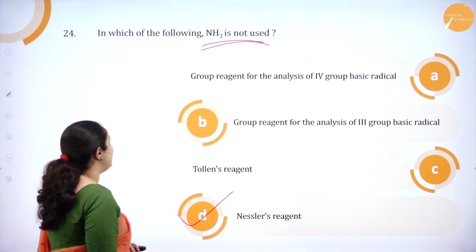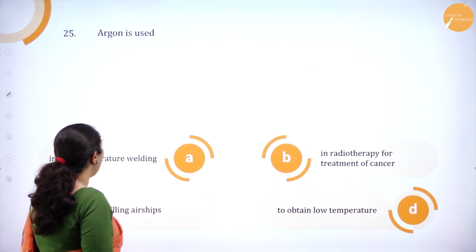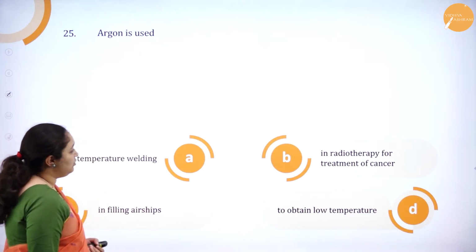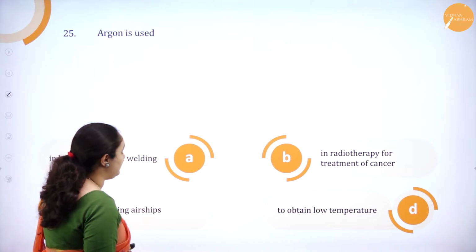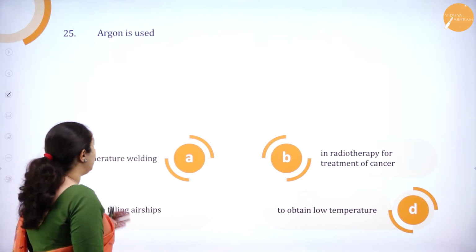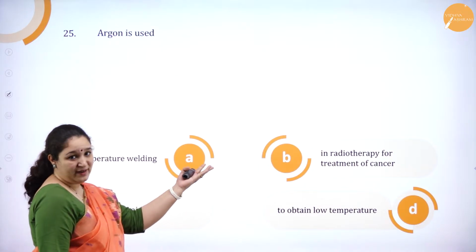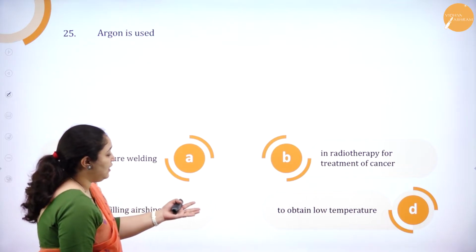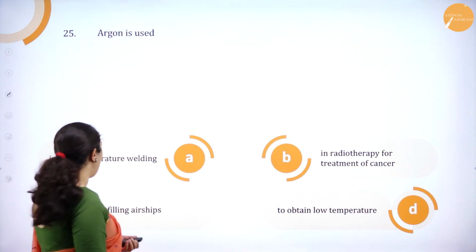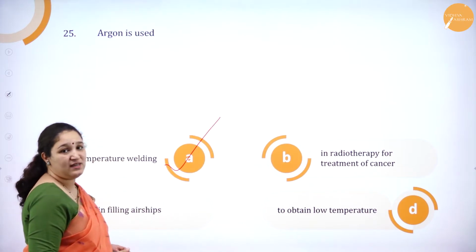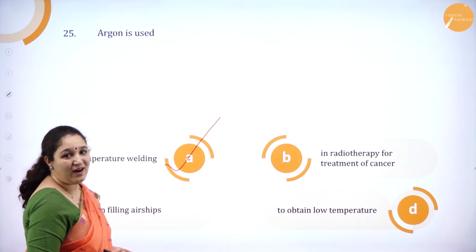Okay. Next question. Argon is used in high temperature welding, in radiotherapy for treatment of cancer, in filling airships, or to obtain low temperature. See, argon is not radioactive. You can't use it there. In filling of airships, it's not the lightest gas. To obtain low temperature is also wrong. To get high temperature in welding is the correct answer for argon.